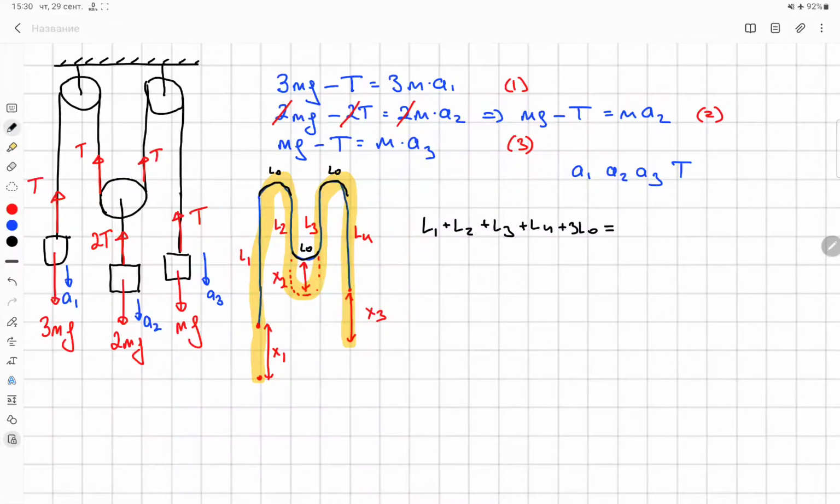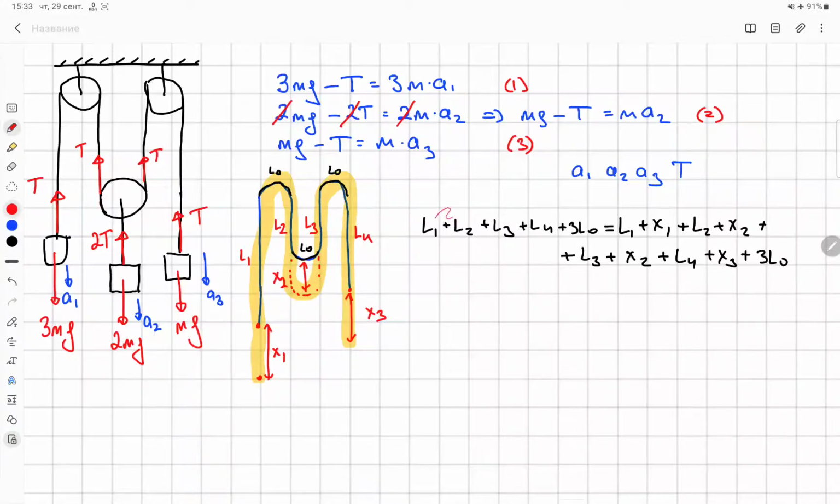Now let's come to the left side. The length of the rope at the left side becomes longer, yes? L1 plus x1. Agree? It was L1 at the beginning. The upper part of the rope is not moving. The end moves downward for x1. Plus, at the middle, L2 plus x2 here. Also plus L3 plus x2 plus L4 plus x3, plus we still have 3 L0s, yes?